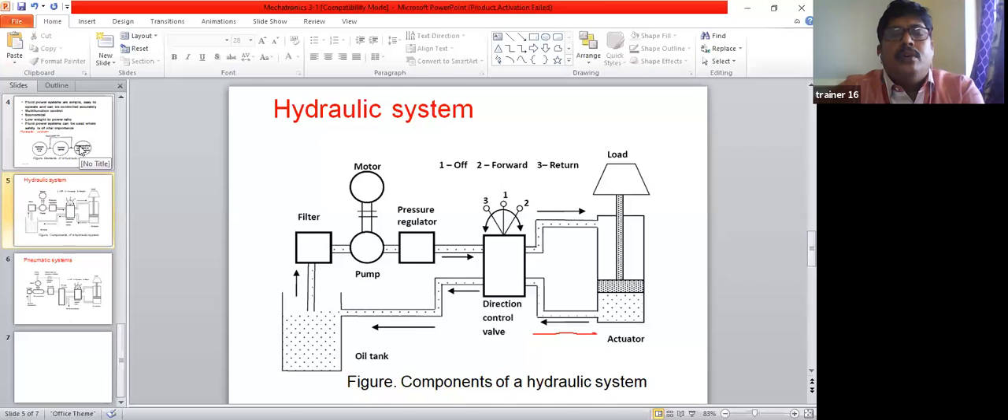So before I explain the hydraulic system, I have to tell some things regarding so many applications of these hydraulic and pneumatic systems. Maybe otherwise we'll discuss this hydraulic system tomorrow, right? Now I will discuss some applications.